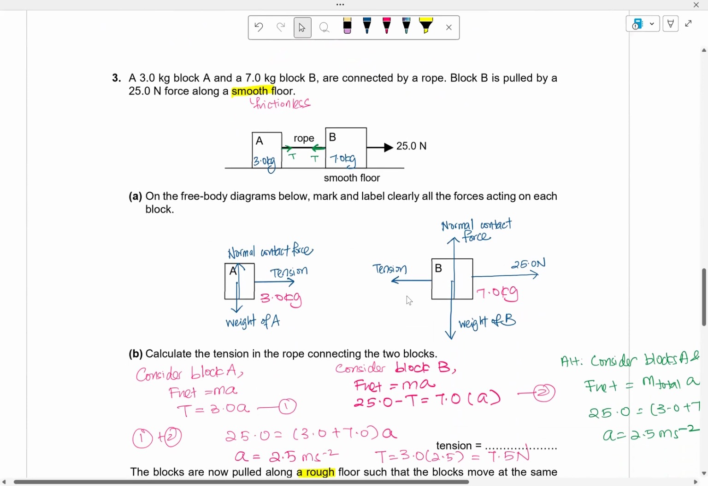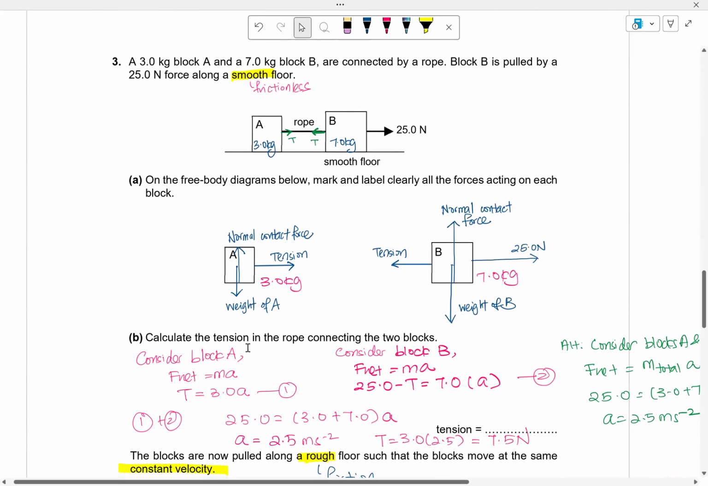Question 3, the free body diagram was also very well done, except there were a handful of you who overlooked this instruction. If the boxes are pulled along a smooth surface, it means there shouldn't be any friction at all in part A. So in part A, there's no friction. And then there's a rope over here.